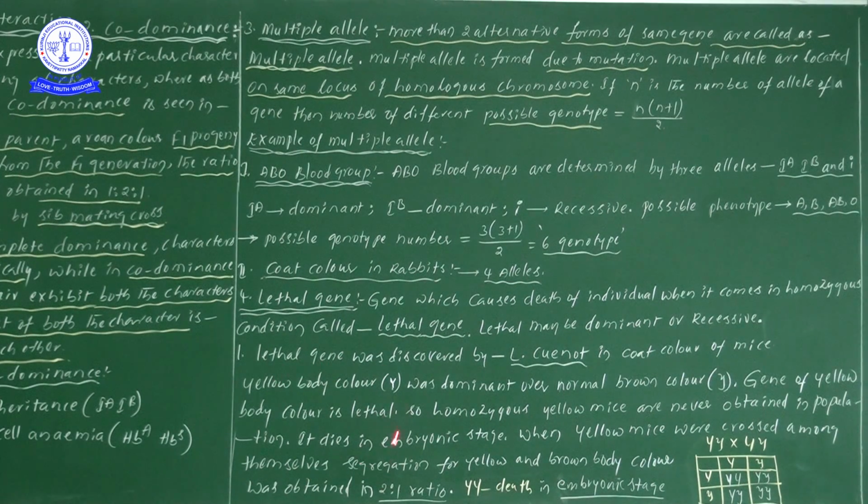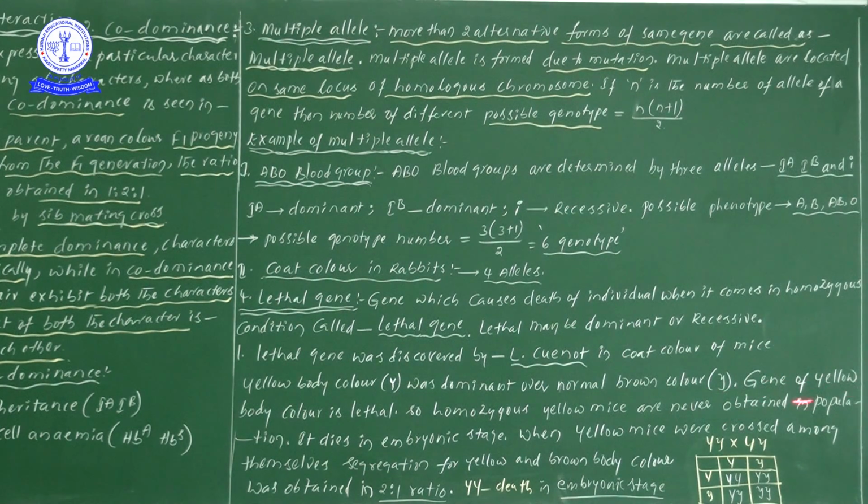Now, the information regarding the lethal gene. Yellow body color is in brackets, only capital Y. I think it is not appearing clearly in the video, that's why you can save it through my voice. Now, yellow body color, capital Y, is dominant over the normal brown color, small y. Yellow body color is capital Y and normal brown color is small y.